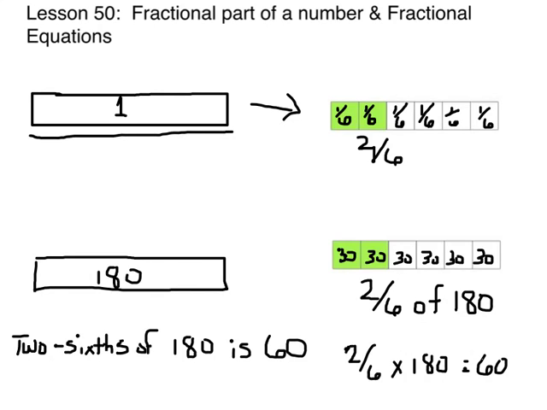Alright, if I say that this whole box is equal to 180, and I split it into these 6 equal pieces, each being 1/6, then I know that 180 divided by 6, each one of these boxes is going to be equal to 30. And the 2 boxes that I've shaded, 2/6 of 180 is going to be 30 plus 30, which is 60. So I can say 2/6 of 180 is 60.